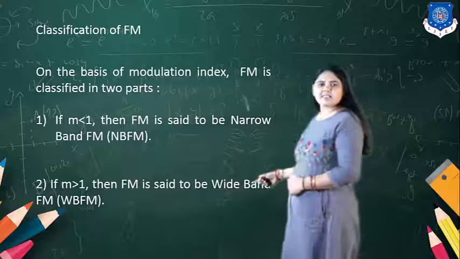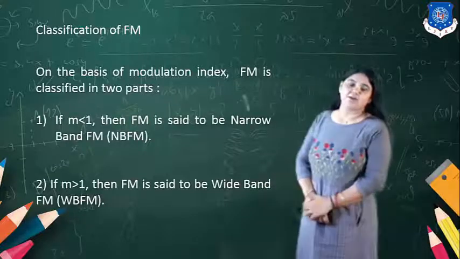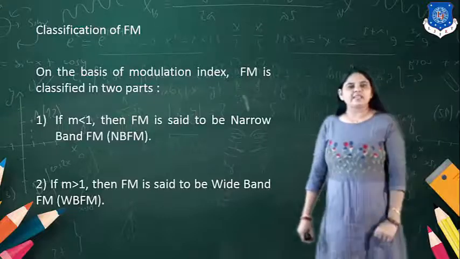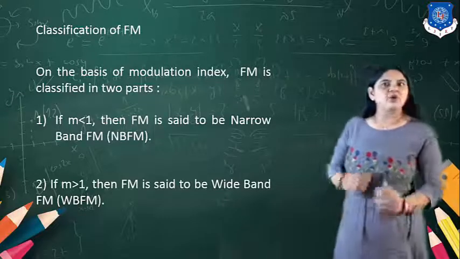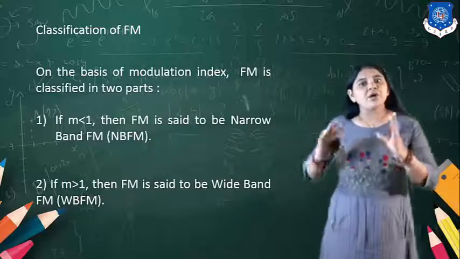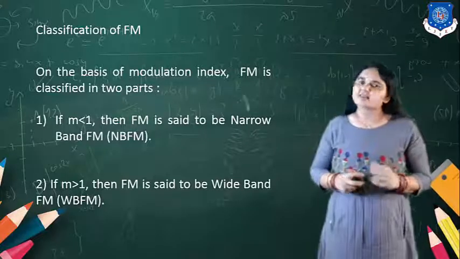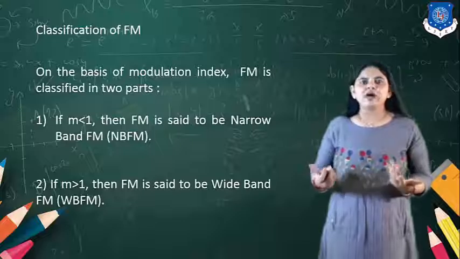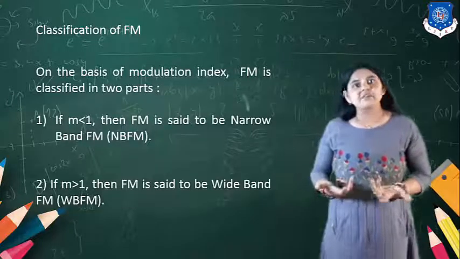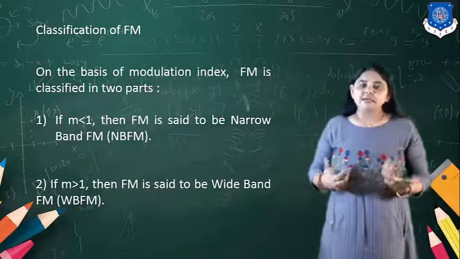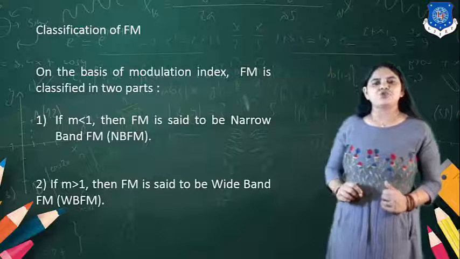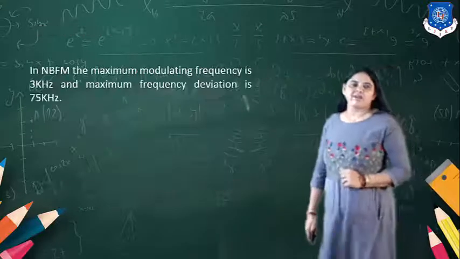And in the other case, if M is greater than 1, if the modulation index value is greater than 1, the number of sidebands is more, and if the number of sidebands is more, it requires a higher bandwidth. So you can say that if M is greater than 1, the FM is said to be a wideband FM.